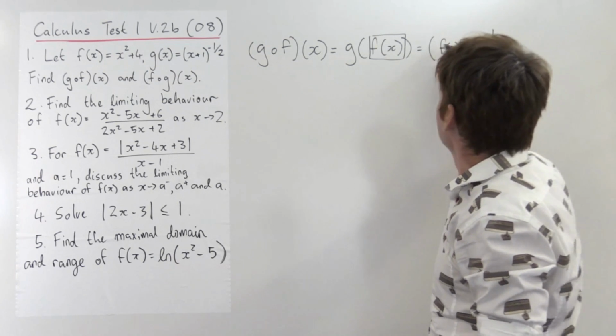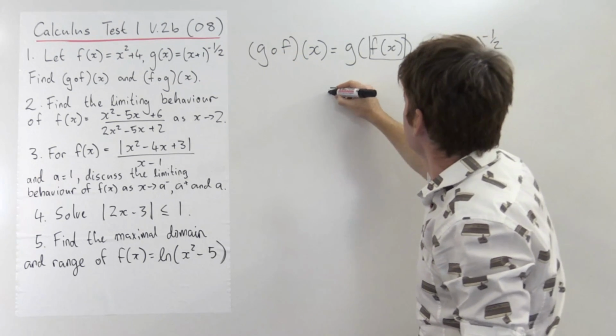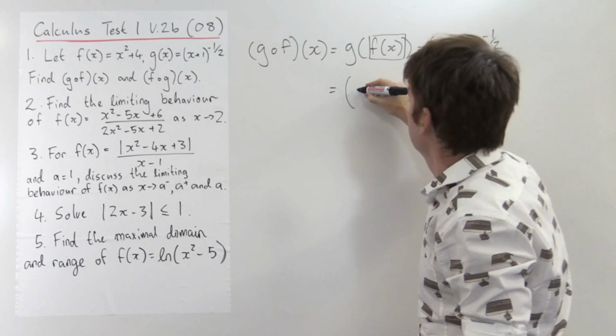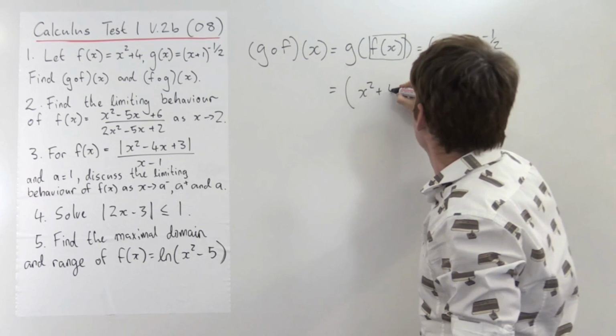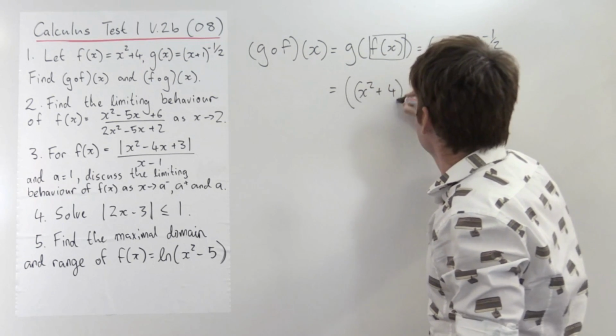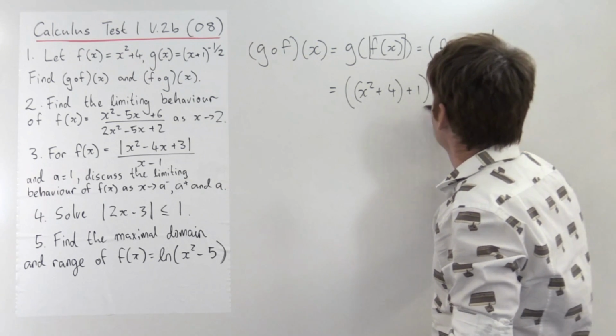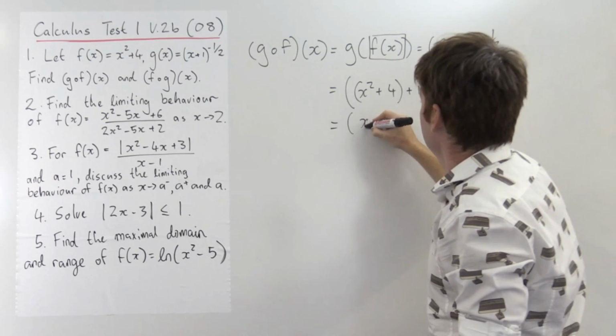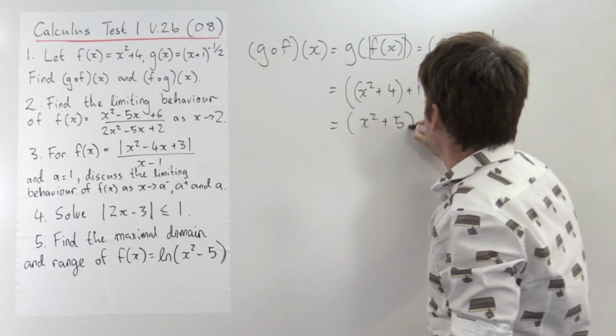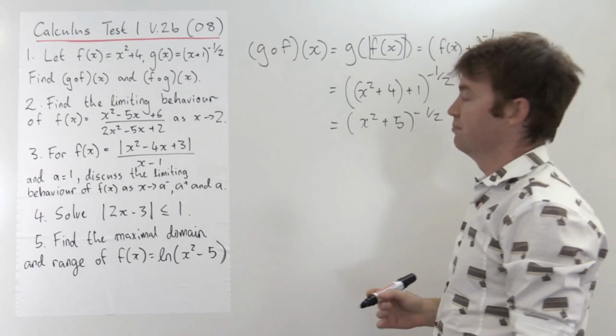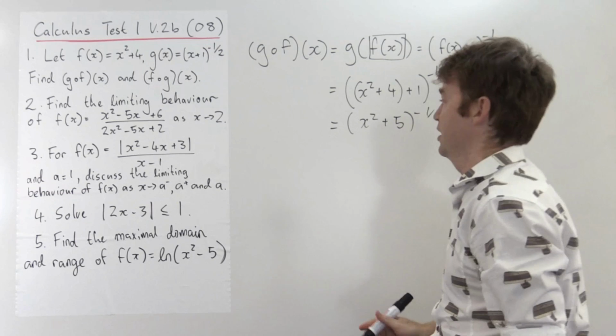And then what is f of x? Well, I just plug f of x in. So this is x squared plus 4, that being f of x, plus 1 to the power negative 1/2. And x squared plus 5. Good. That's g of f of x.